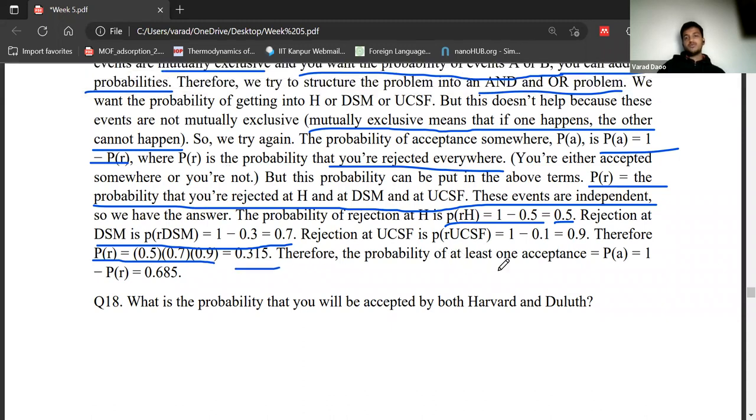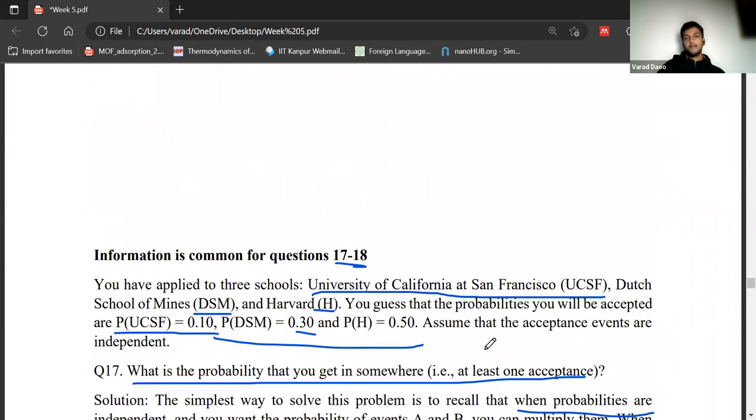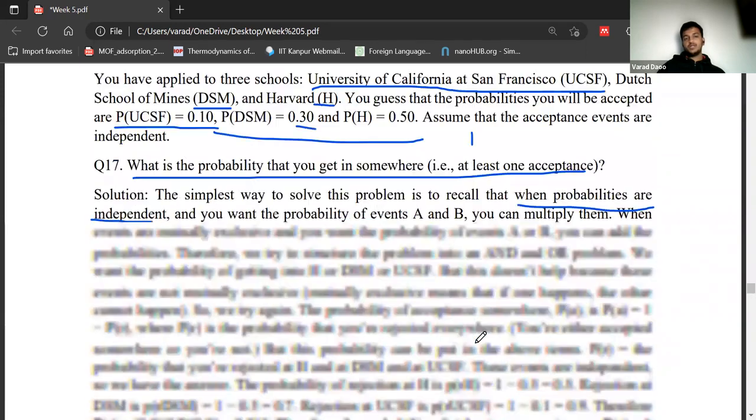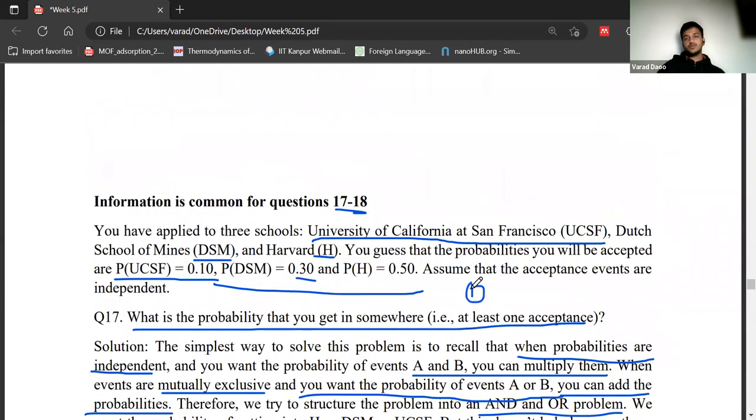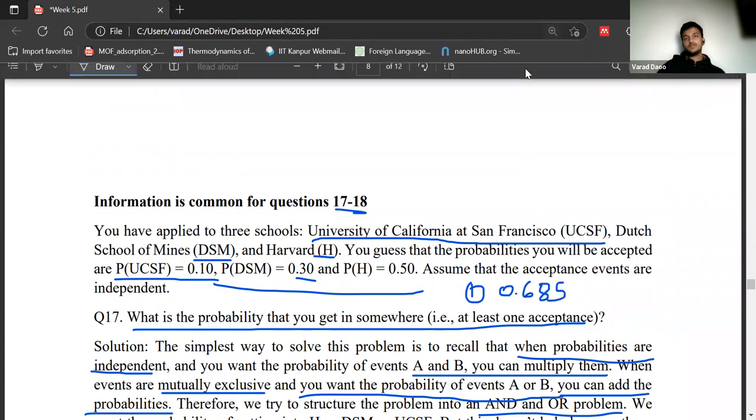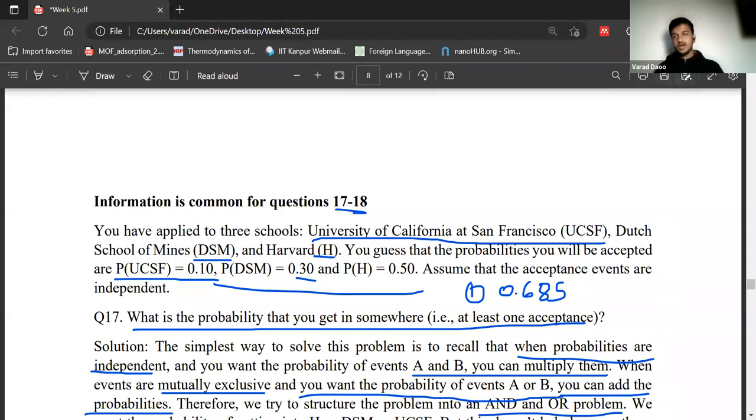Therefore, the probability of at least one acceptance is 1 minus P of R, which is 1 minus 0.315, which is 0.685. So the correct answer is 0.685. If you have any doubt, you can ask.